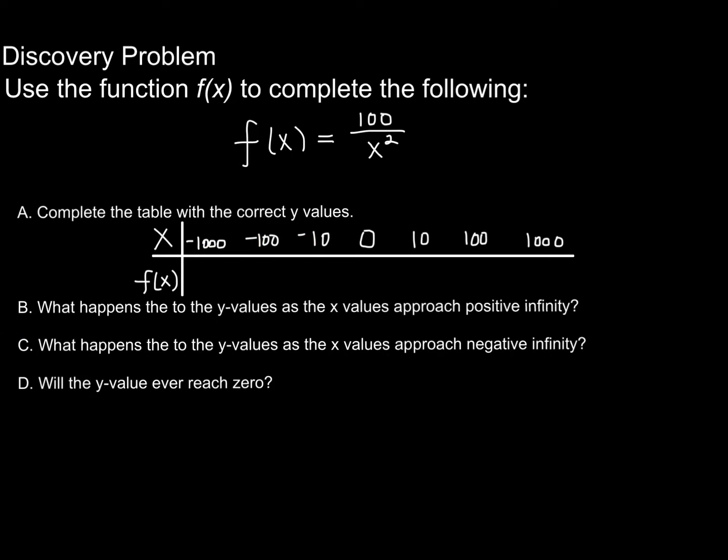And what you want to notice is what happens to the y values as the x values approach positive infinity, what happens to the y values as the x values approach negative infinity, and will the y value ever reach 0? So you should fill out your table and then have an answer to B, C, and D. And for D, make sure you explain so that you can understand why or why not this will occur.